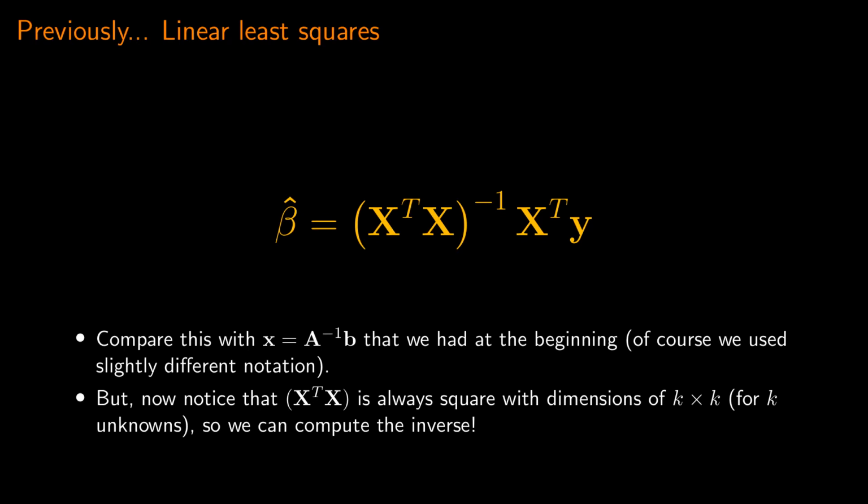We derived this equation for the process of linear least squares and observed how this is similar to the x equals a to the minus 1 b form that we had at the beginning when we first started looking at systems of linear equations. In that case, we couldn't handle systems with more equations than unknowns because the matrix of coefficients was not square. The linear least squares equation effectively takes care of this by computing x transpose times x, which will always be square with dimensions of k by k for a system with k unknowns. As this matrix is square, we can compute the inverse, and so we can solve the system, or at least find the best approximation of a solution.